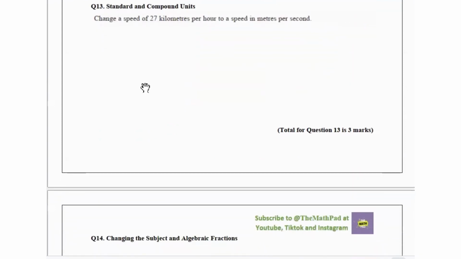Then it says change the speed of 27 kilometers per hour to a speed in meters per second. So for this, you just have to convert it from kilometers per hour to meters per second. A very scoring question. We know 1 kilometer equals 1,000 meters, and 1 hour equals 3,600 seconds.